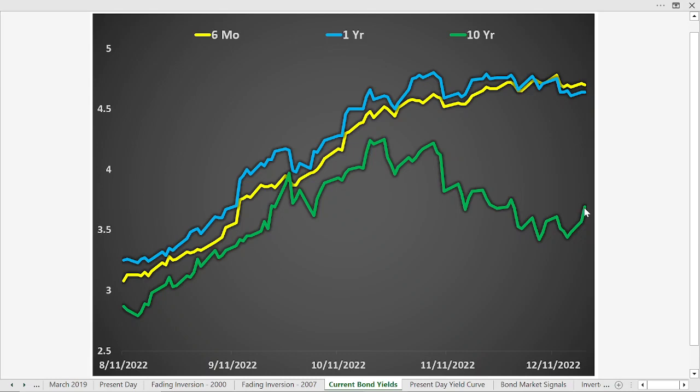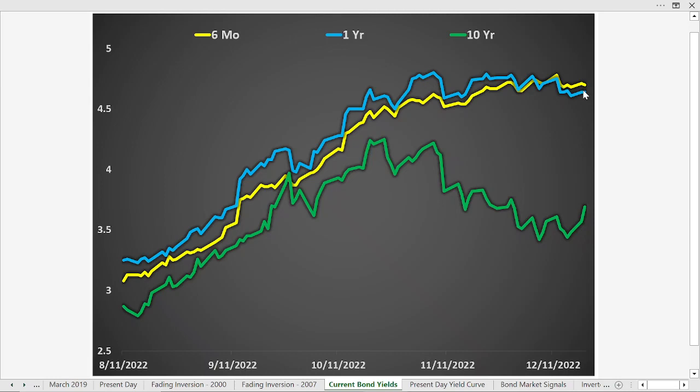Now, normally, in a quote unquote normal economic condition, the longer term maturity bonds, like the 10-year bond, pay a higher yield. But what we have right now are the shorter term bonds, like the 1-year and the 6-month bonds, that are paying a higher yield. And that, by definition, is an inverted yield curve.